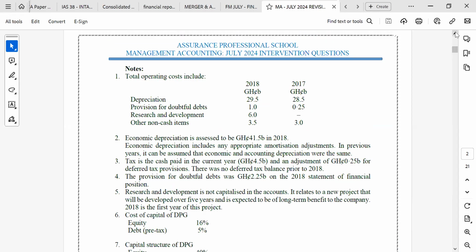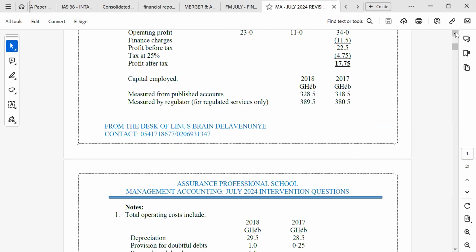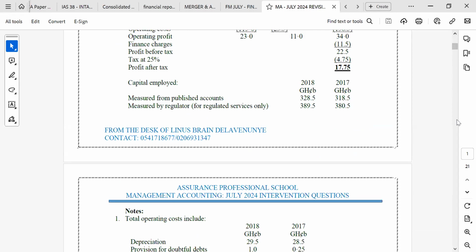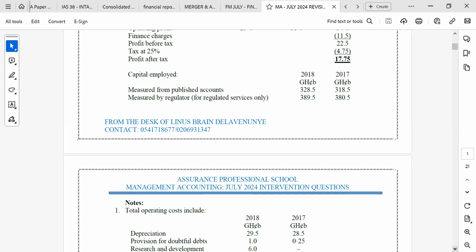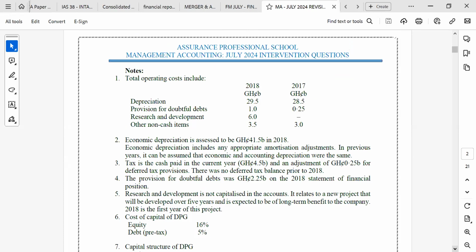The deferred tax, which is the adjustment over there, is adjusted against current tax if it is increasing. So we paid a tax of 4.5. The tax figure we have over here is 4.75. It means that we have added the 0.25, which is the deferred tax for the current year. The question says there was no other deferred tax for the current year.